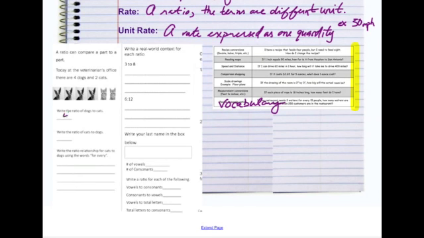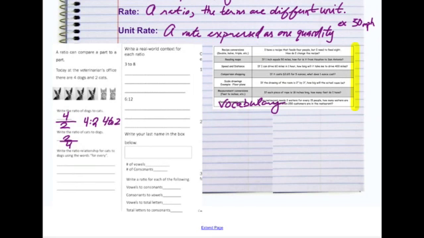Well, I would say there's 4 dogs and 2 cats. I could also write it like this, or 4, 2, 2, right? There's a couple different ways. Write the ratio of cats to dogs. So there's 2 cats compared to 4 dogs.